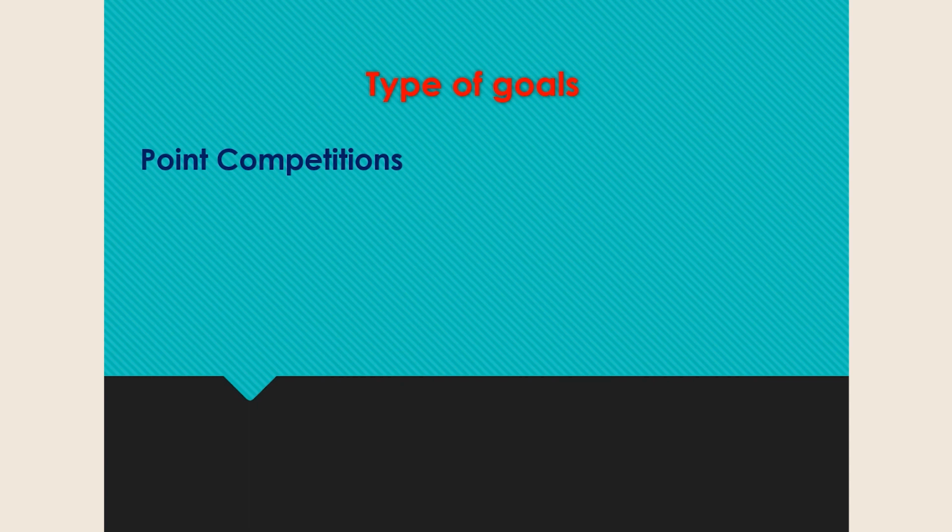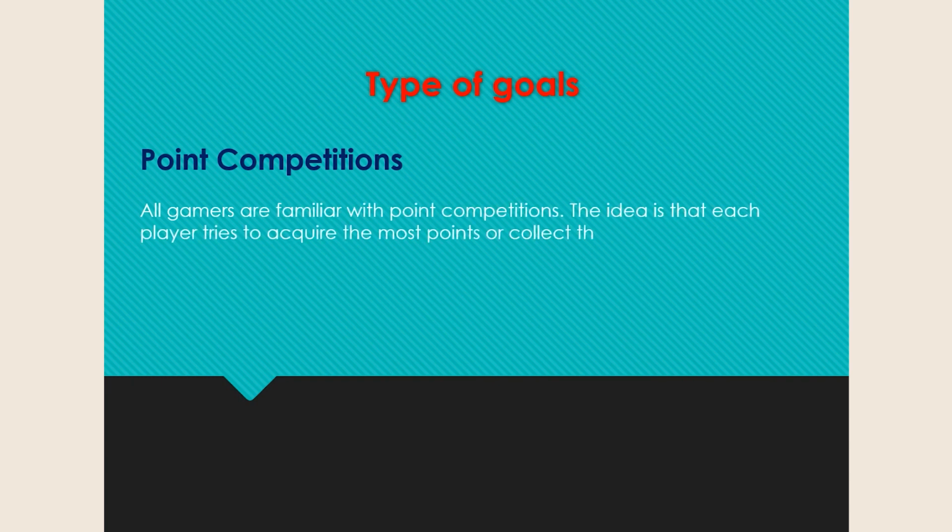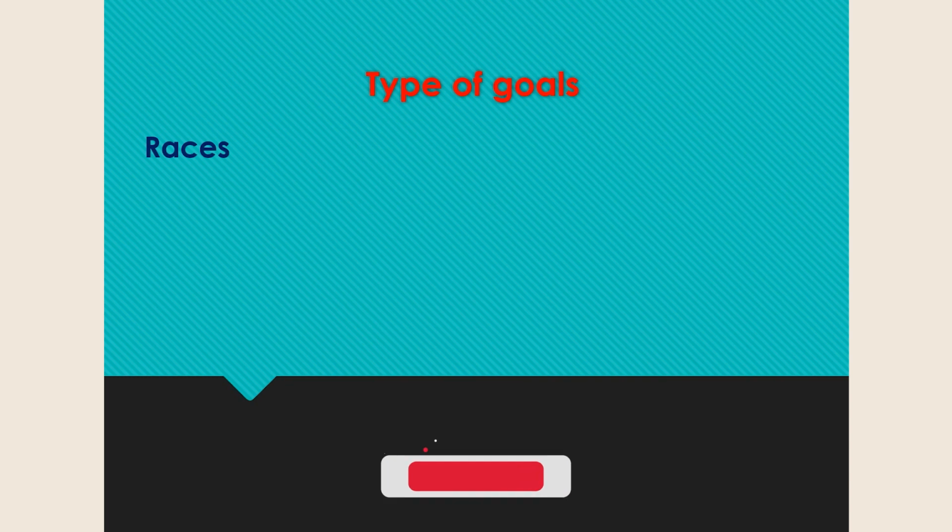First type of goals is point competitions. All gamers are familiar with point competitions. The idea is that each player tries to acquire the most points or collect the fewest points by the time the game ends.